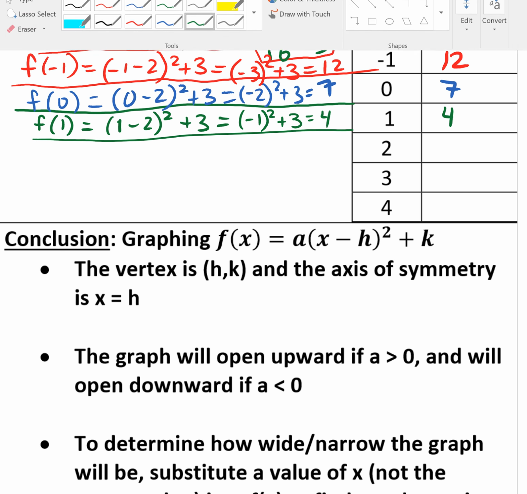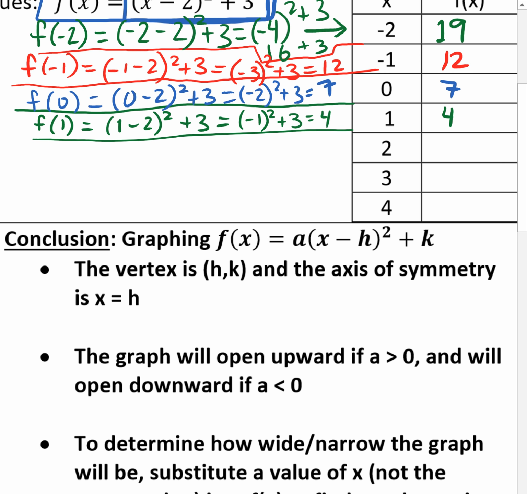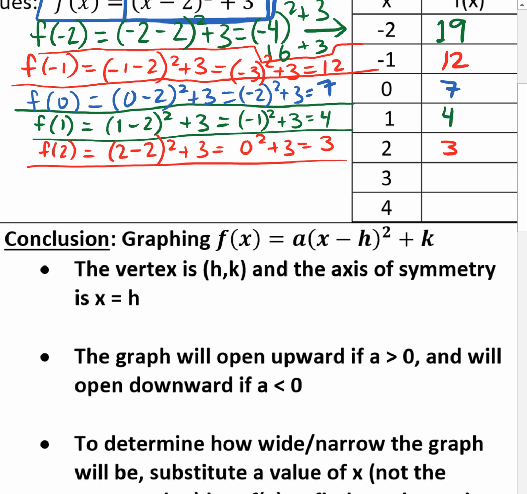All right, the next guy, what do we have there? I'm plugging a 2 in. F of 2, I'm replacing 2 in that function where x was. So it would be 2 minus 2 squared, that's 0 squared, plus 3. 0 squared is 0. 0 plus 3 is 3. There we go. All right. So far, so good. I think we're getting there.